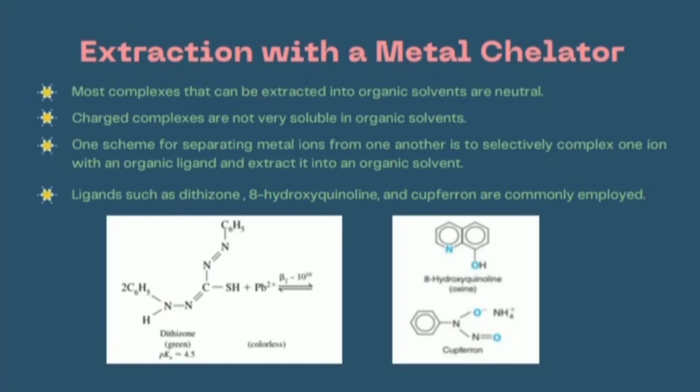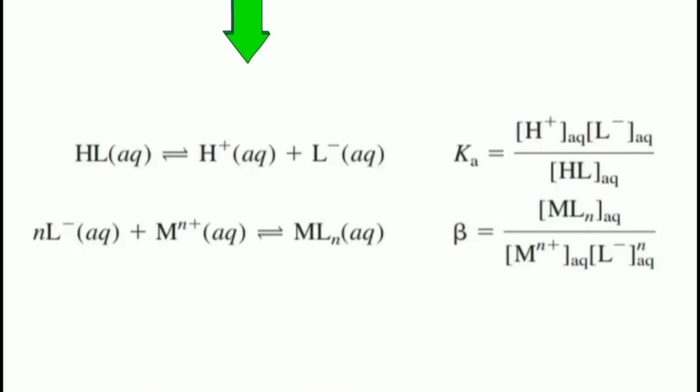Because charged species are more soluble in water than organic solvents, we need to remove the charge from the charged species to extract it into an organic solvent. One way we can separate metal ions in an aqueous solution from one another is to selectively complex one ion with an organic ligand and extract the complex into an organic solvent. We can use weakly acidic ligands such as dithizone, 8-hydroxyquinoline, and cupferron.